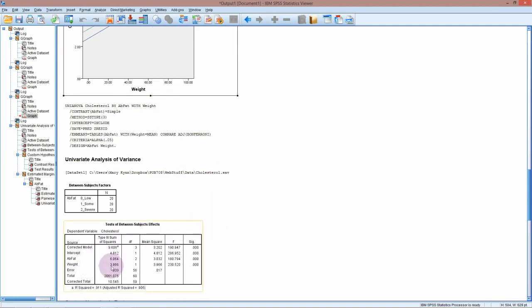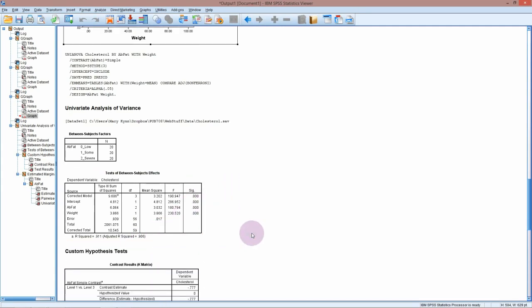Weight. Now weight is a continuous variable, and so the null hypothesis here is that the slope of the line is 0, and we've got very strong evidence against that, and so there is a relationship between weight and cholesterol. So we've got very strong evidence that both abdominal fat and weight are important in predicting cholesterol levels. Our adjusted R-squared is 0.9, so we're explaining about 90% of the variation in the data with this model, which is really high, and it's mostly really high because it's fabricated data, it's not real data.